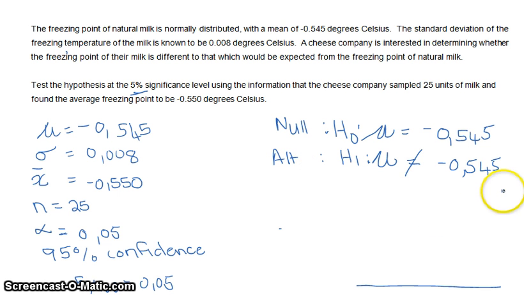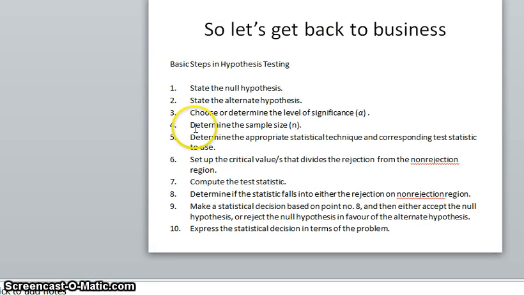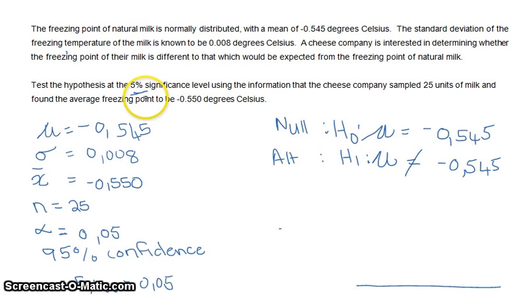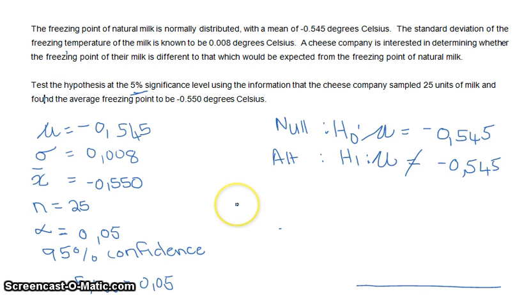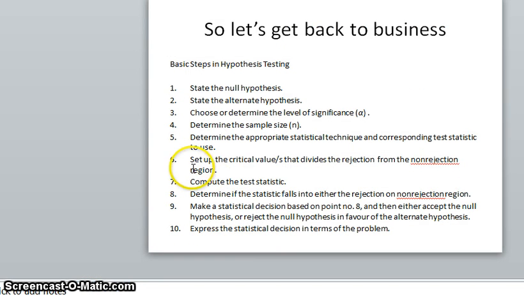Let us refer back to our class notes and see what is on the cards for step number 4. Determine the sample size. Our information in our question gave us the sample size, and I've written it down there as 25. Step number 5 would then be determine the appropriate test statistic, and we've done that in the previous video or screencast that we've seen. Step number 6 would then be set up the critical values and divide the rejection region from the non-rejection region. That's what it's supposed to say.